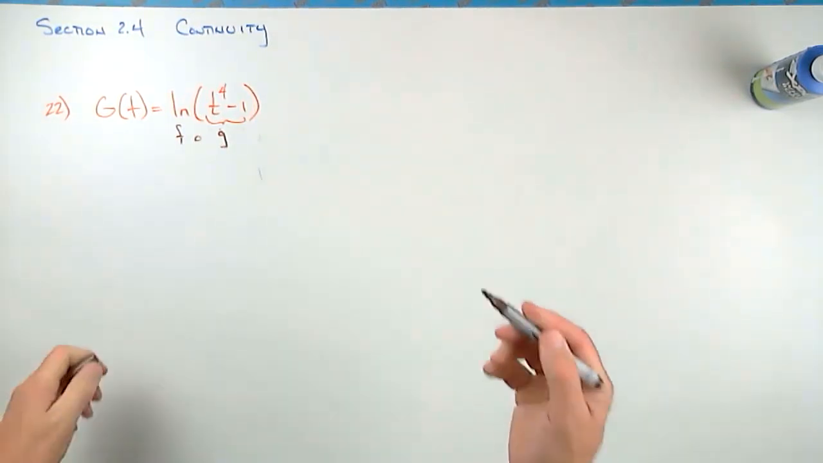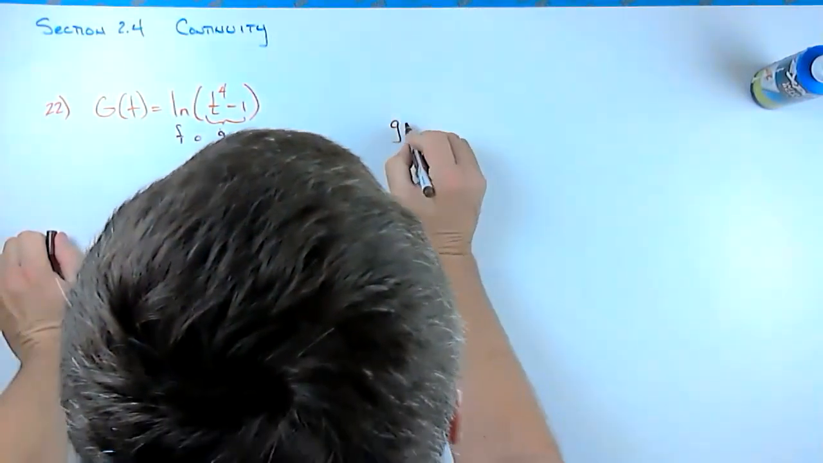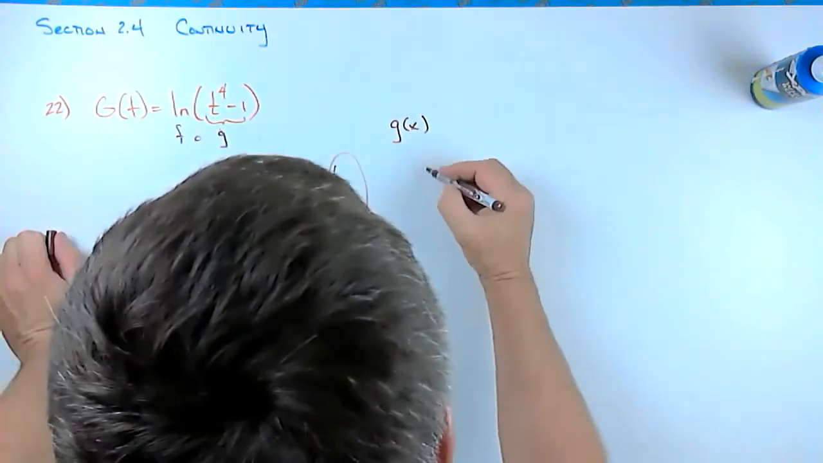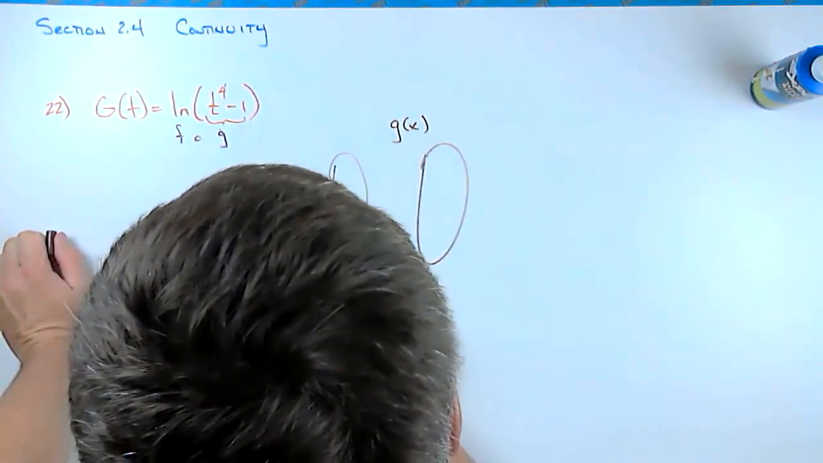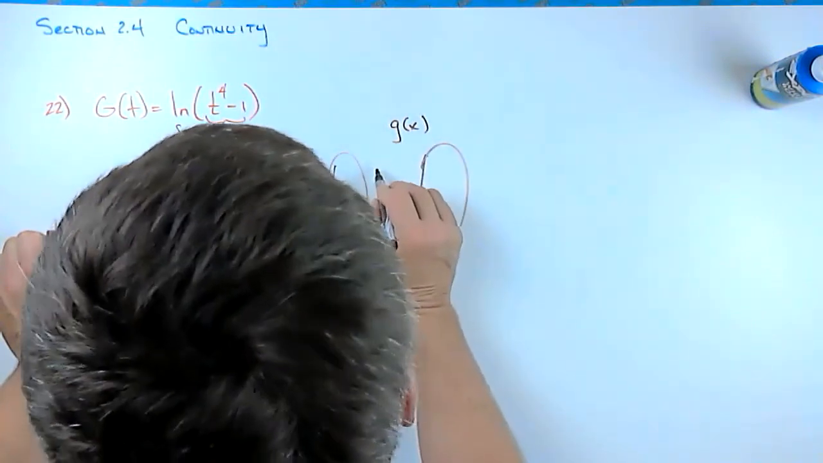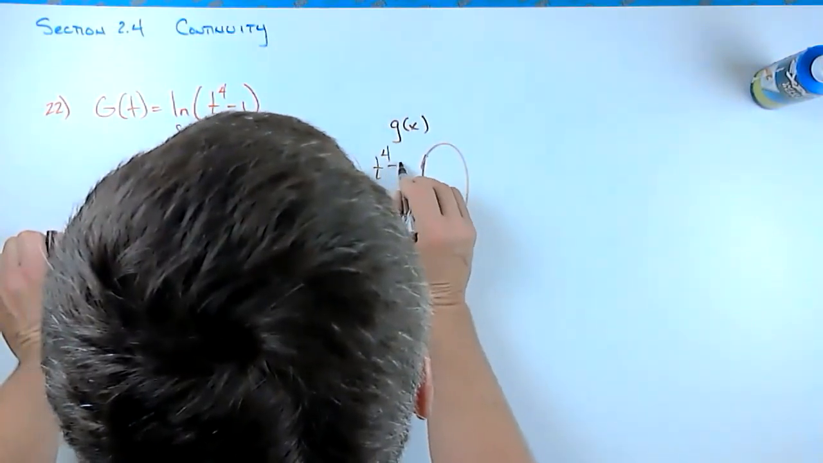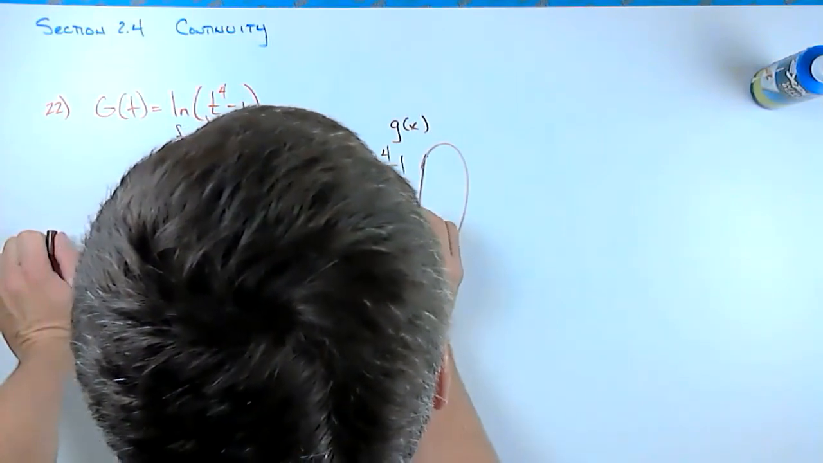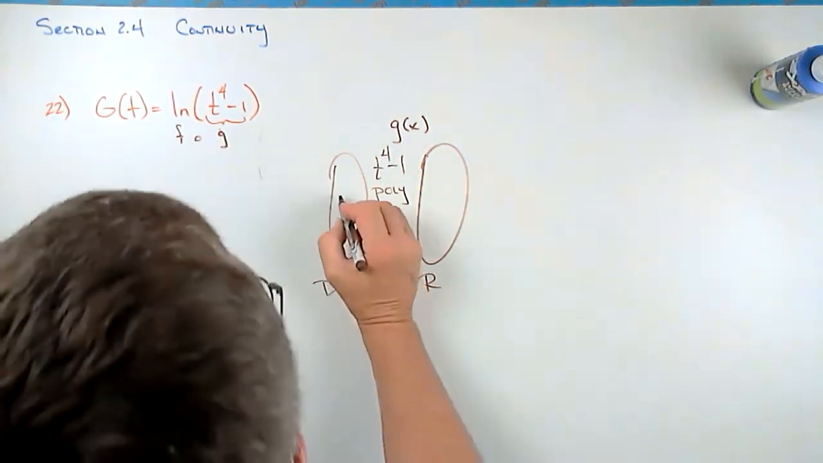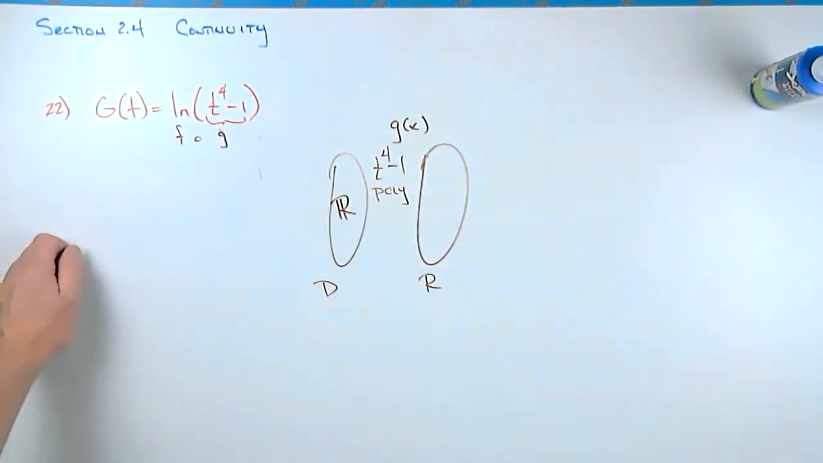So let's take a look at what we're talking about here. Here's our function g of x, right? What does g of x look like? Well, g of x has a domain and g of x has a range. Now, what is g of x? g of x is t to the fourth minus 1, and that's a polynomial. So what does that mean? Well, that means the domain is all the real numbers. Any number we can plug in, and we're going to get a real number out.